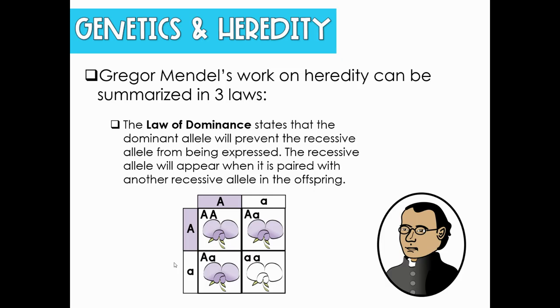All right, we talked a lot this year about Gregor Mendel and his work with heredity. And he has 3 laws. So his work can be summarized in 3 laws. We're going to quickly go through these. So the law of dominance just states that the dominant allele will prevent the recessive allele from being expressed if they're paired together. And the recessive allele will only appear if it's paired with another recessive allele in the offspring.